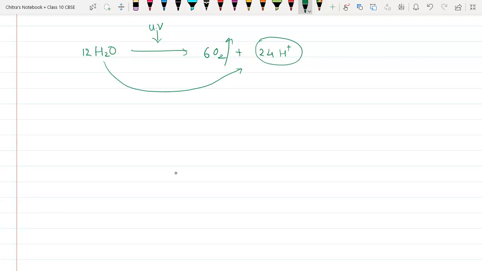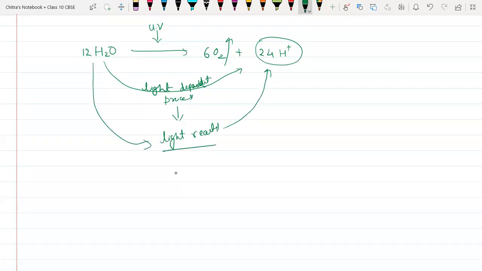So that process requires the light. So it is a light dependent process. That's why that reaction is called light reaction. So in light reaction, the water molecule gets split into oxygen and hydrogen positive ion. That process requires light, that's why it is called light reaction, and it takes place in the part of the chloroplast called grana.